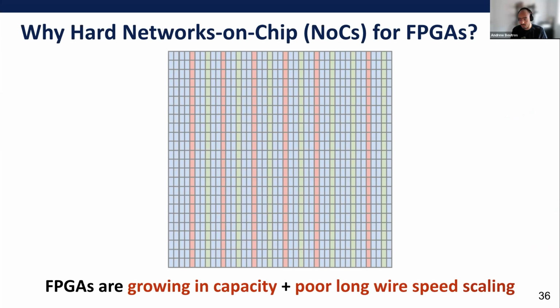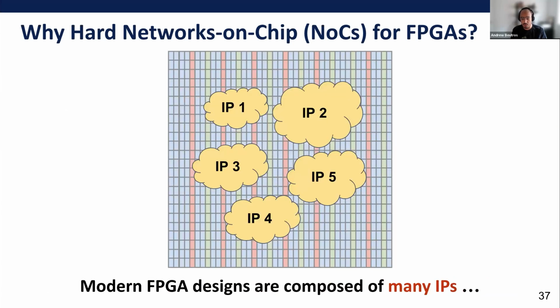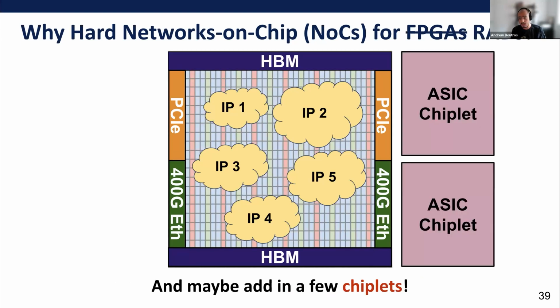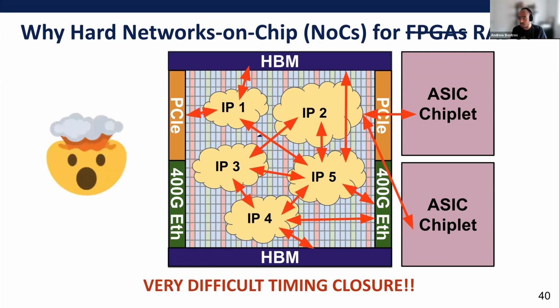So we all know that FPGAs are growing in capacity and the long wires on them are not scaling as well. And then modern FPGA designs are typically composed of many different IPs. And on top of that, there are a ton of high-speed external interfaces. And then you might throw in one or more ASIC chiplets, and that starts looking like a RAD device. So this really becomes a nightmare in terms of timing closure, right? All those modules need to talk to each other, need to talk to external interfaces, need to talk to ASIC chiplets, and doing all this communication using the FPGA programmable routing is almost an impossible task.